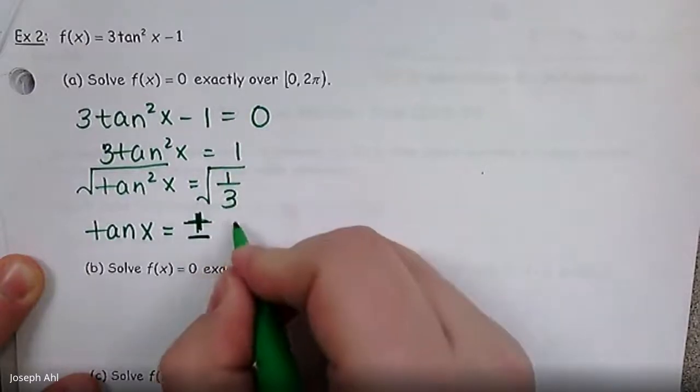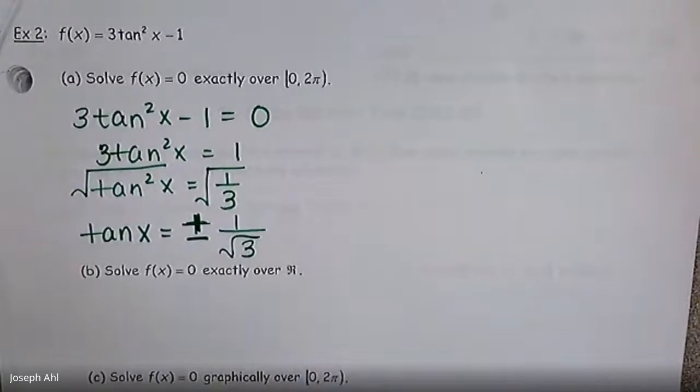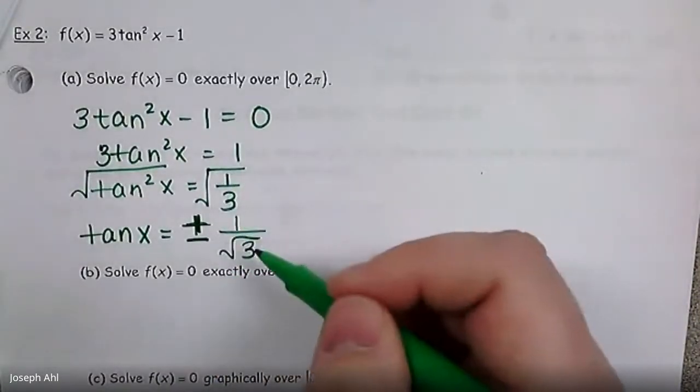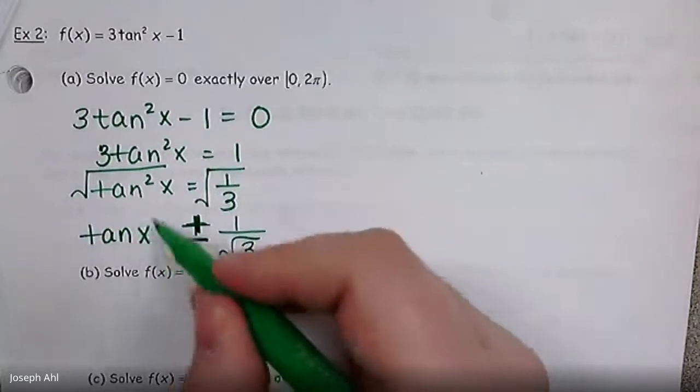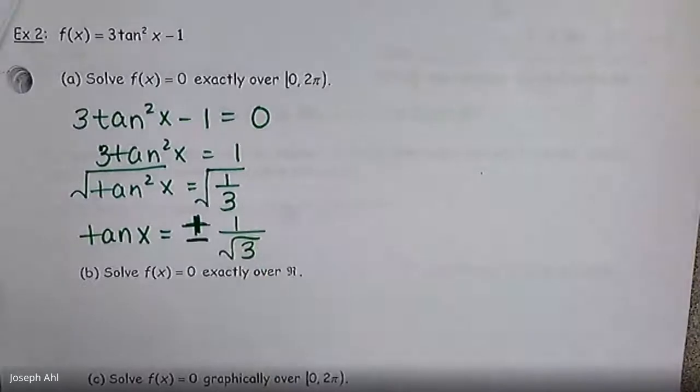The square root of 1 is 1. The square root of 3 on the bottom, I'm going to leave it as radical 3. And although you can rationalize this, don't. It's going to be much easier to figure out what the angles are here for tan if you leave it in a non-rationalized form. You'll see what I mean in just a minute.